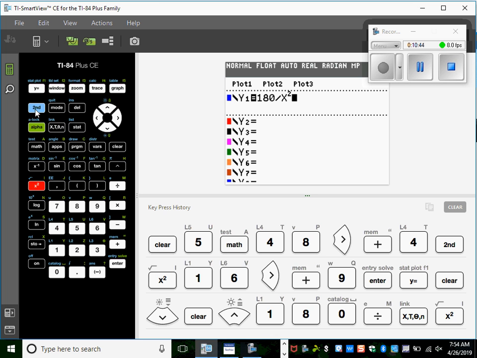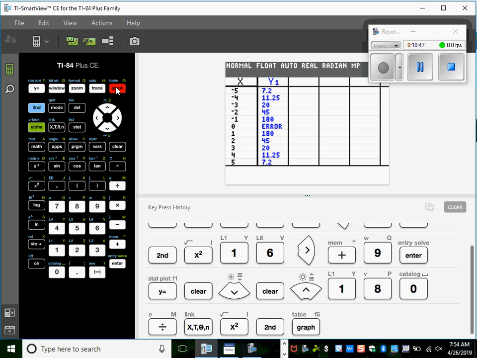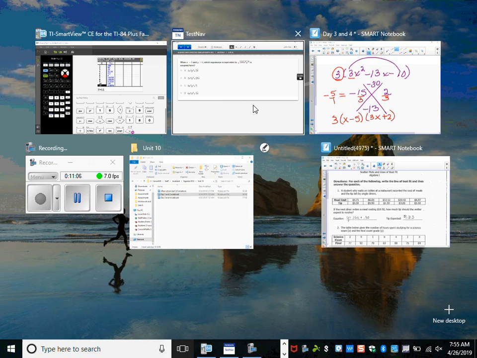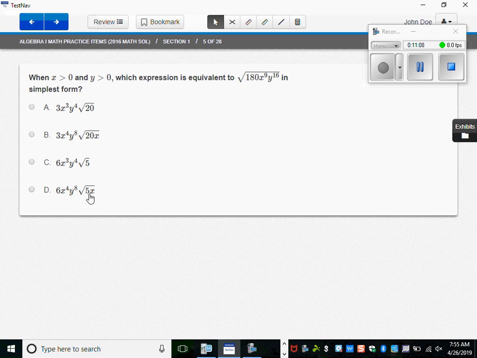And then I'm going to go to my table. Okay, and I'm going to scroll down and make sure 6 and 5 is the last whole number. And that is correct. Okay, that's all you have to do. But I really sort of knew that the answer had to be this because this was the only one that had the correct exponents, as well as the radicand was in simplest form.